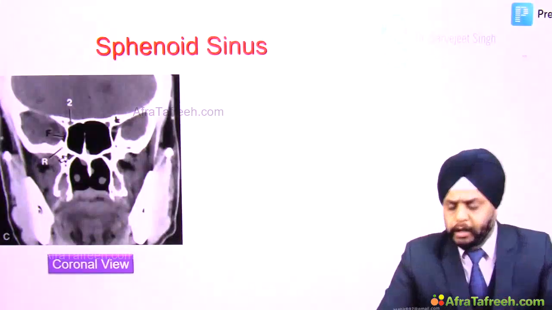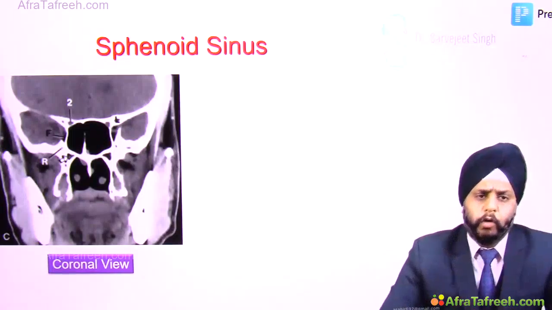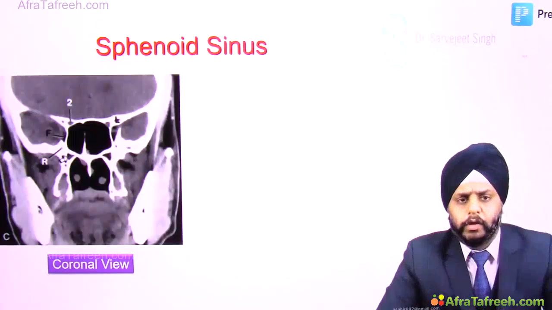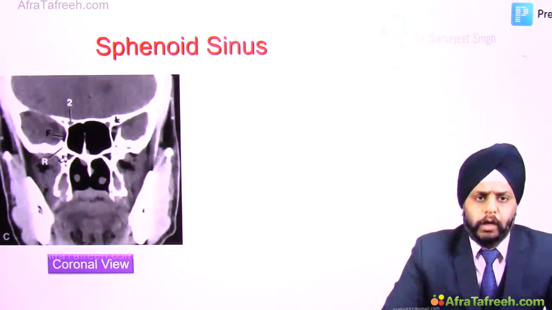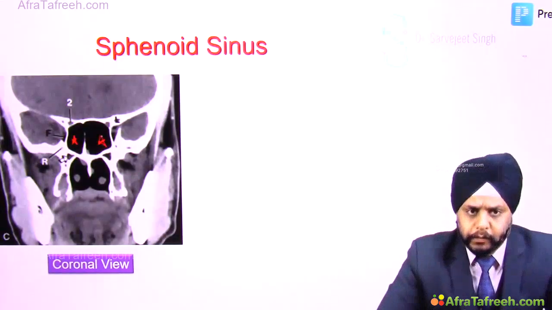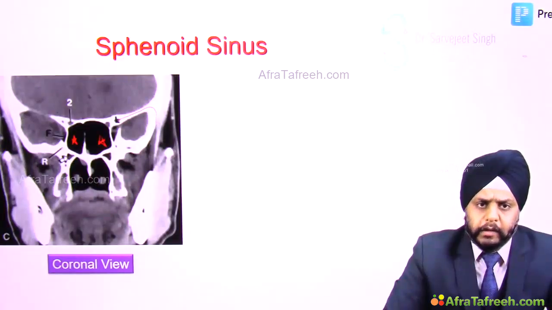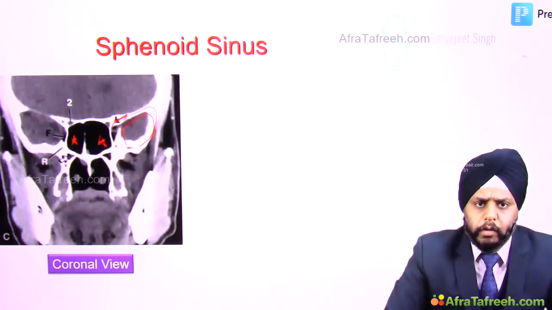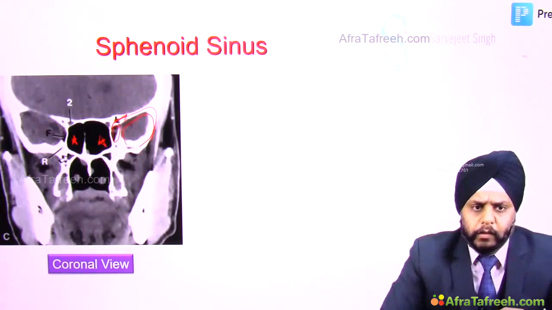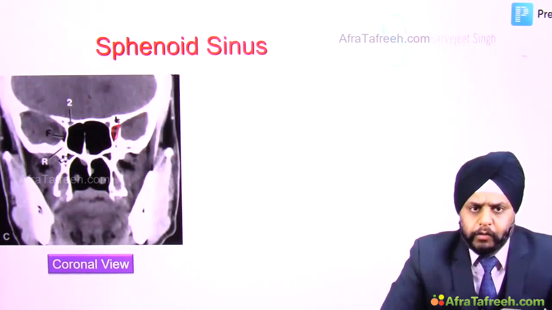Now let's look at the sphenoid sinus CT scan. This is the coronal view of the sphenoid sinus. What can you see over here? You can see the sphenoid sinus. This is the right sphenoid sinus. This is the left sphenoid sinus. Now what else can you see? You can see a boundary, this is the greater wing. We can see this little bit of the lesser wing over here also. In between them you can see that this is the superior orbital fissure, right? So you can identify the superior orbital fissure also over here.